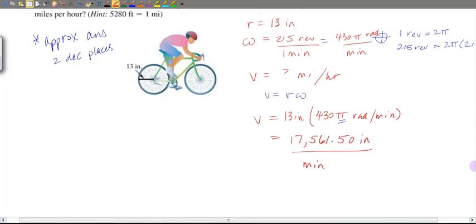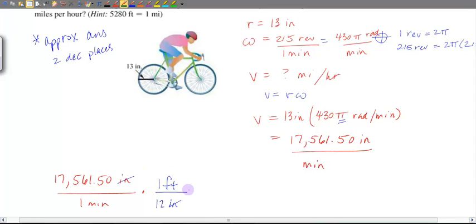So let's move this down, and I'm going to come over here and start with the velocity that I found, 17,561.5 inches over 1 minute. I write it as a fraction because that's how I'm going to start canceling things out. So I need the conversion that gets me out of inches and into feet. Hopefully you all remember that there are 12 inches in 1 foot. Because we can write it like this, my inches are going to cancel, leaving me in feet.